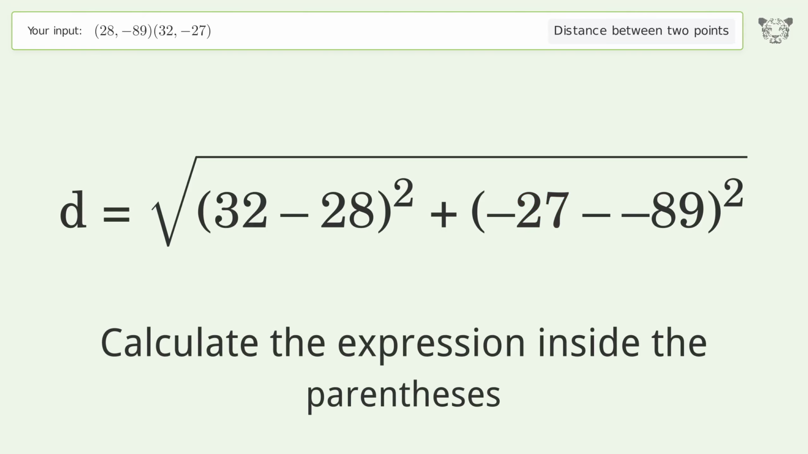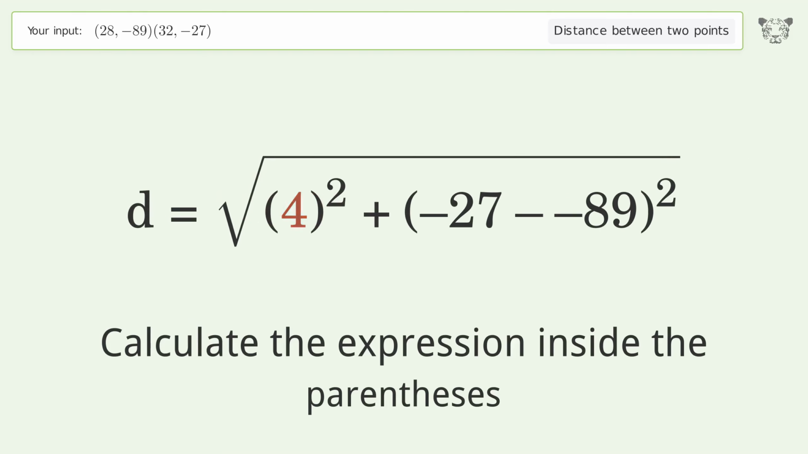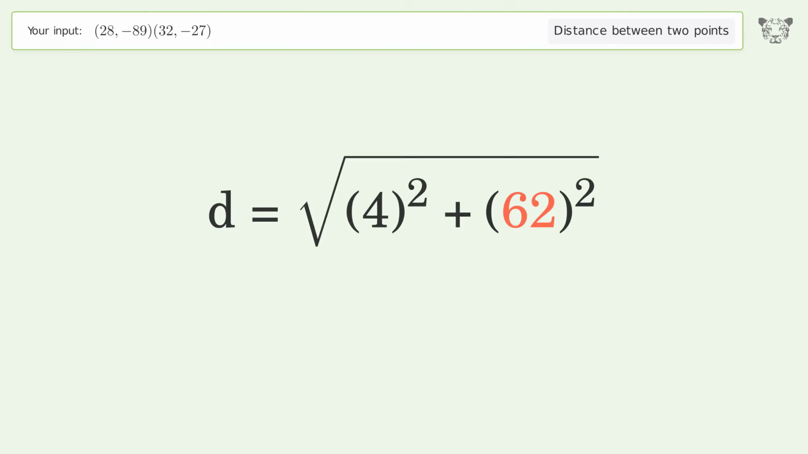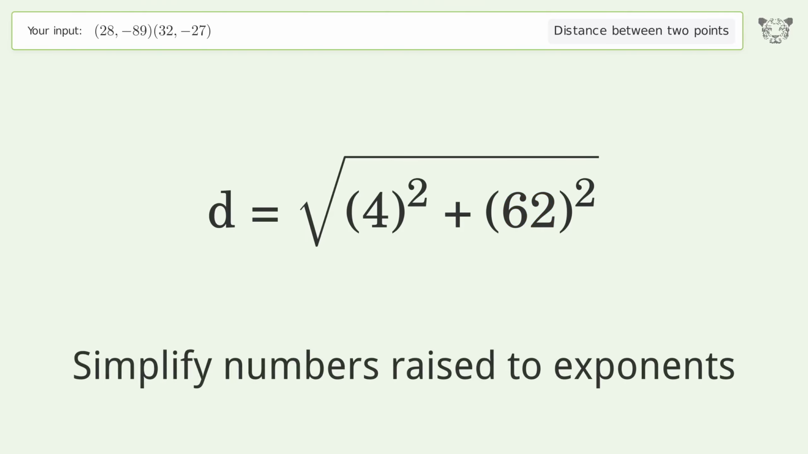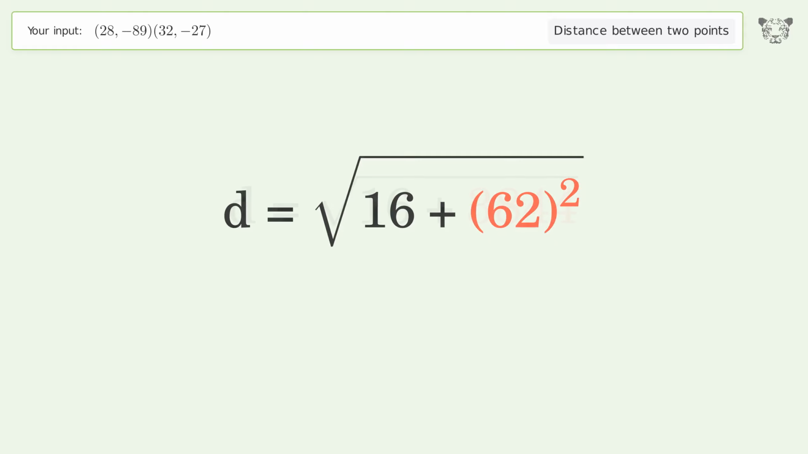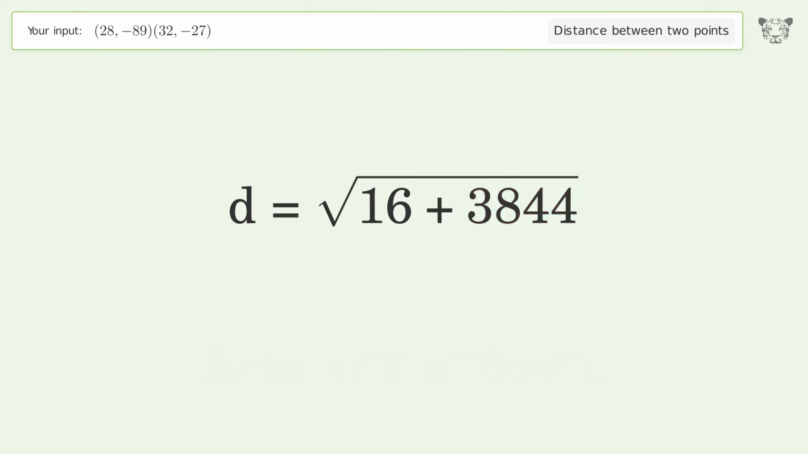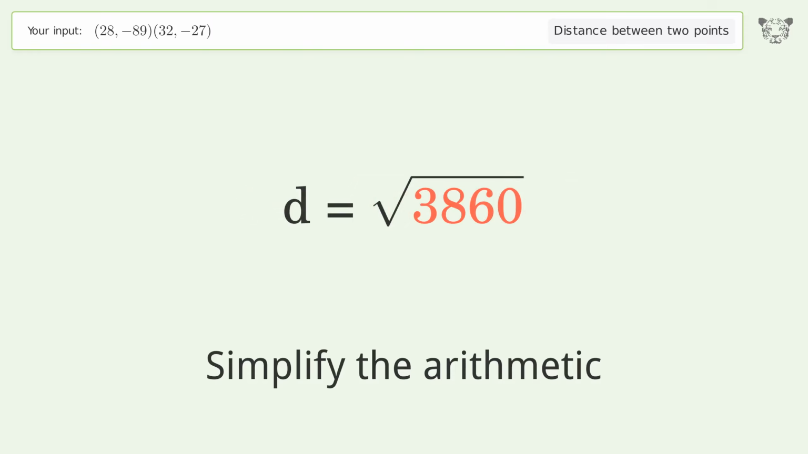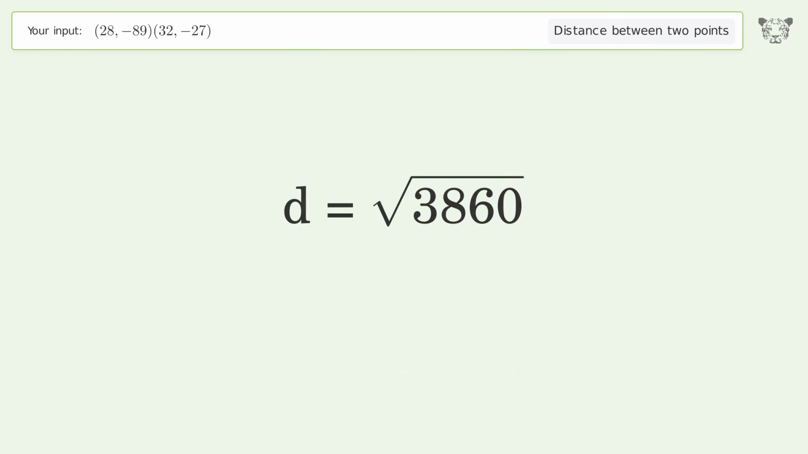Calculate the expression inside the parentheses. Simplify numbers raised to exponents. Simplify the arithmetic. And so the distance between the 2 points is the square root of 3,860, or 62.129.